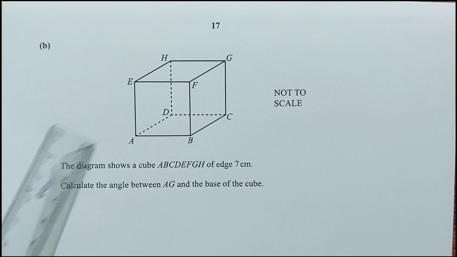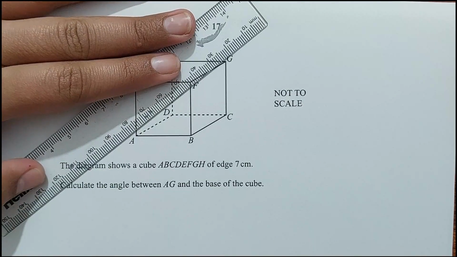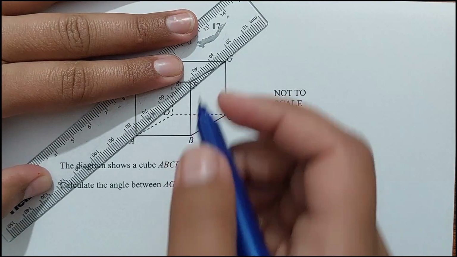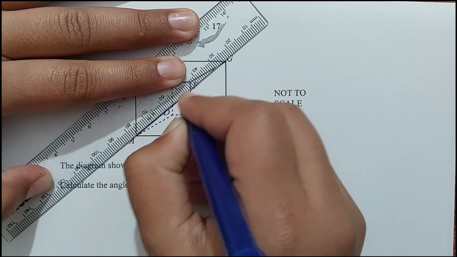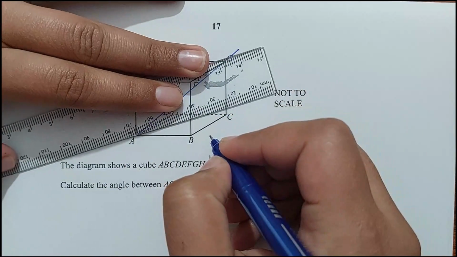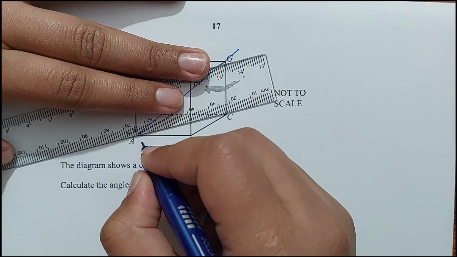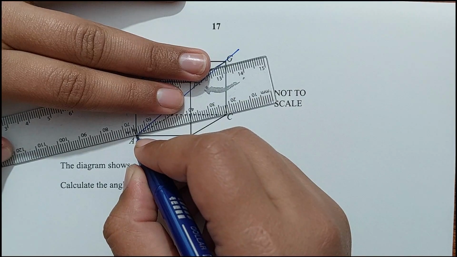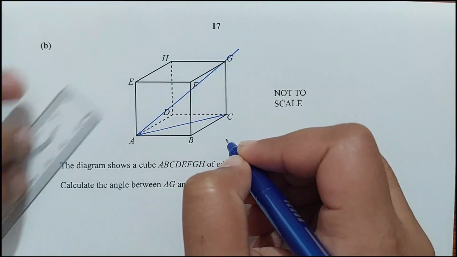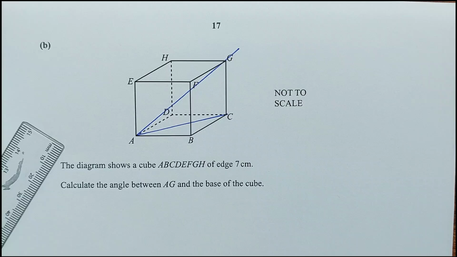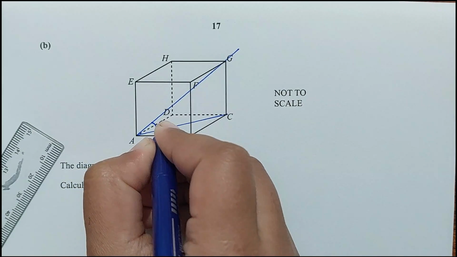Okay, between AG, let me connect A with G, and the base ABCD is the base. Okay, let me connect these two, right? So this angle we have to calculate.